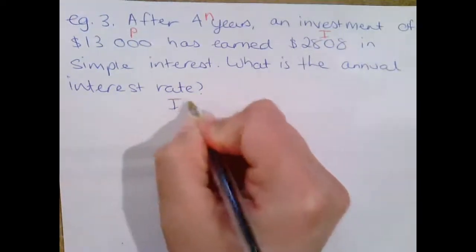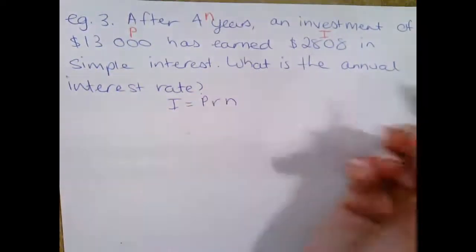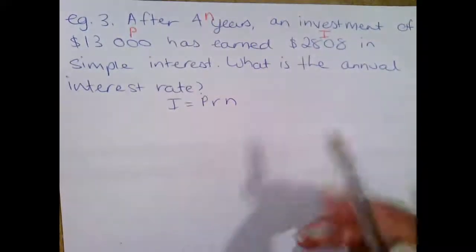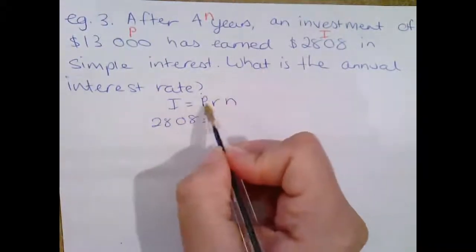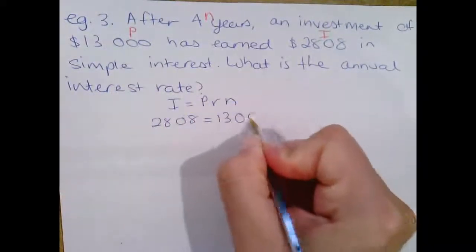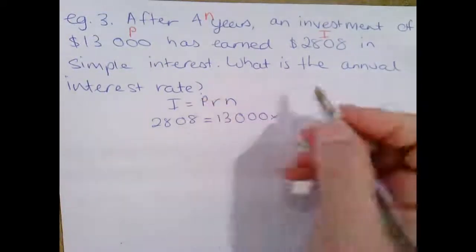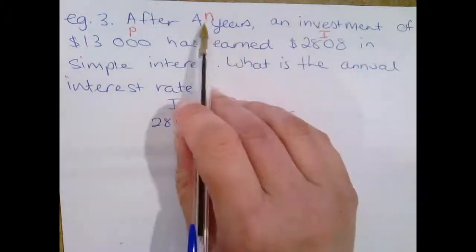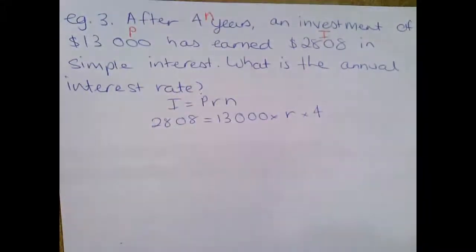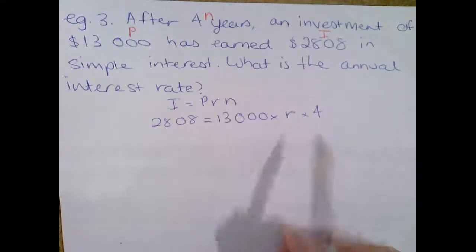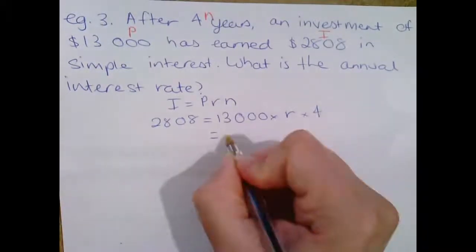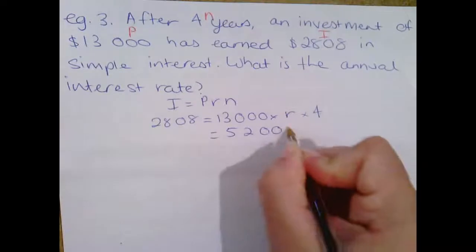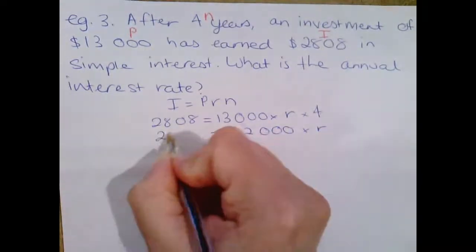So if we have I equals PRN, we substitute in all the values that we've been given. So I, 2808 equals 13,000. Rate, we don't know. That's the thing we're trying to find. And N is 4. Now we've got an equation that we need to solve. Firstly, we're going to tidy up this right-hand side here. So 13,000 times 4 will give 52,000 times R.